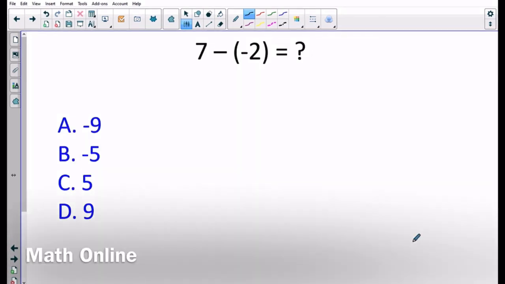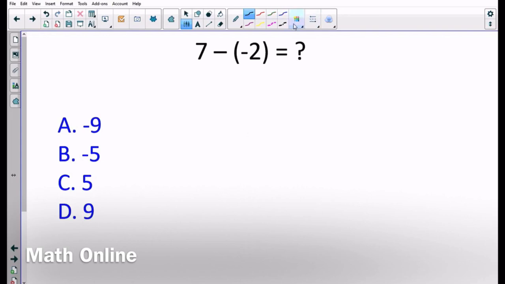All right. So in this case, we have a 7 minus a negative 2. So I would recommend pause the video and try this example on your own. We'll give you a few minutes in class to work on this, and then we'll go over it. Okay? All right, so here we go then.